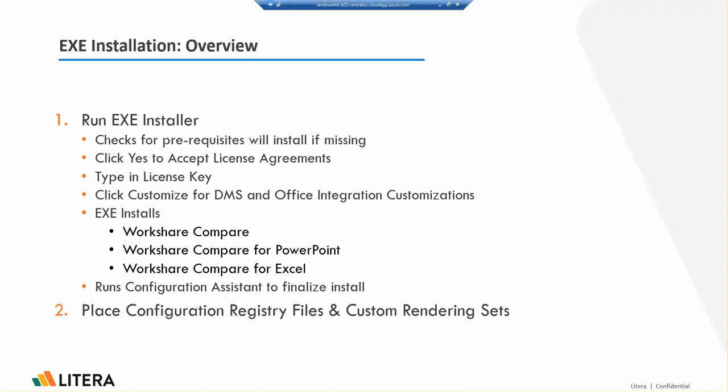As an overview, you're going to run the EXE installer. It will automatically check for prerequisites and install any if they're missing. You'll accept both license agreements, put in your license code, customize for DMS, or if you want to change the Office integration. Otherwise, you can just install as is. Then it will run the Compare installations for all three products, and in the end, it will run a configuration assistant to finalize the install.